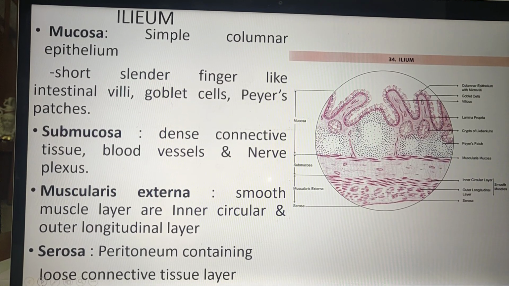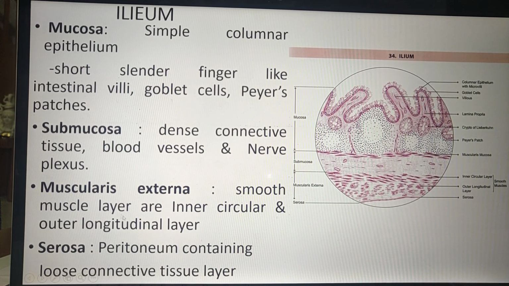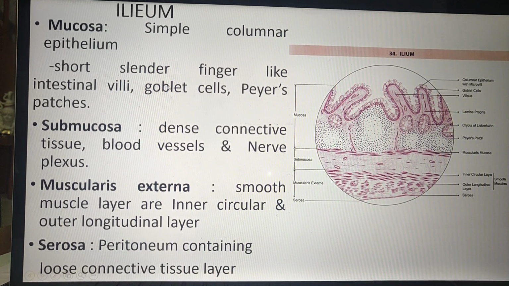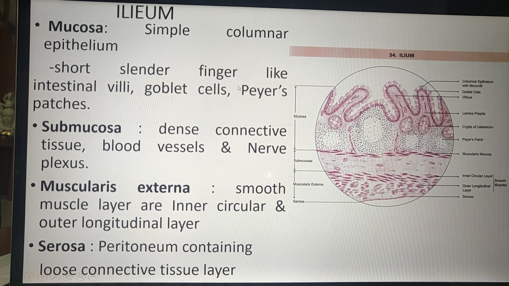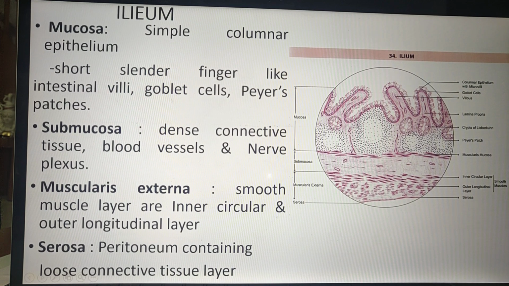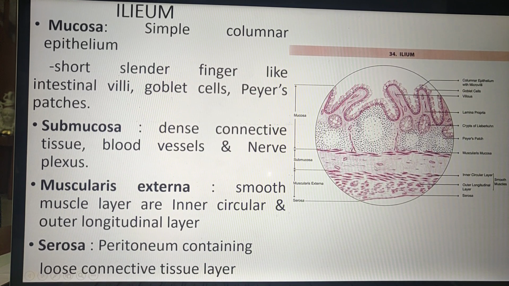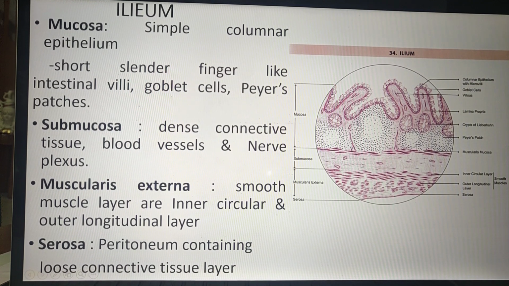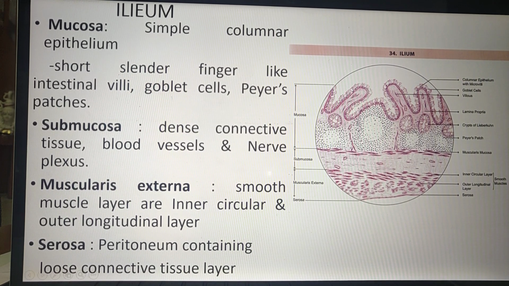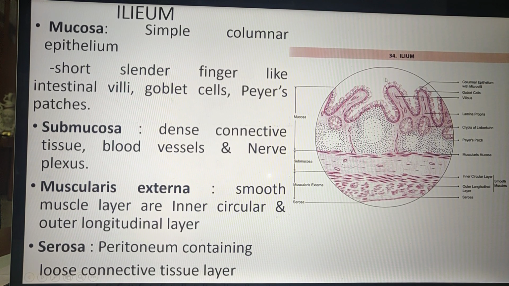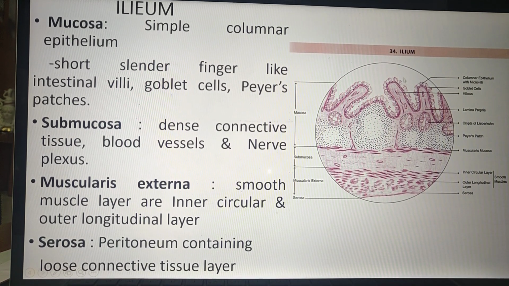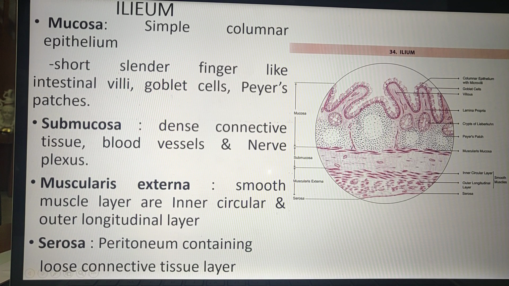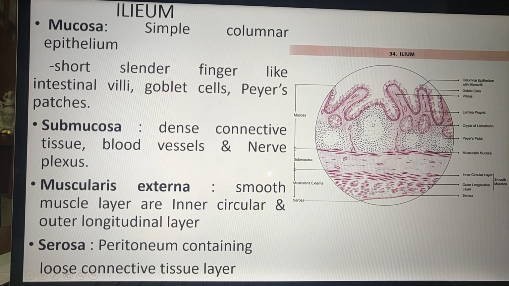The ileum has a similar structure, but the villi are short, slender, finger-like intestinal villi, with goblet cells. The identifying feature is mainly the Peyer's patches. These are lymphatic nodules present inside the mucosa of the ileum. While inside the duodenum, there is a presence of Brunner's glands inside the submucosa. And inside the jejunum, we already discussed, the villi are very long and finger-like, and the crypts of Lieberkuhn are abundant as compared to the ileum.